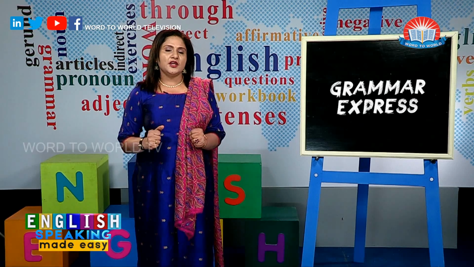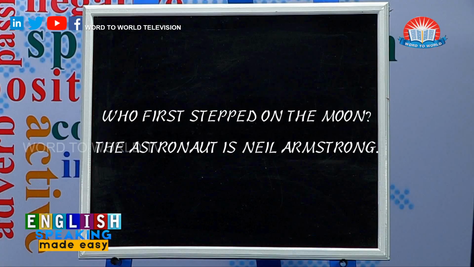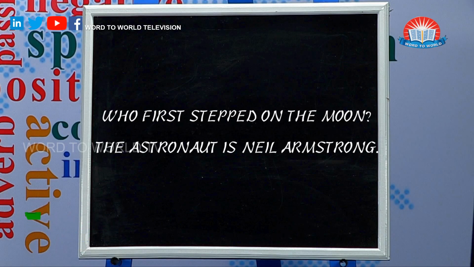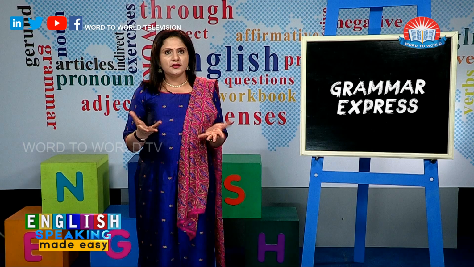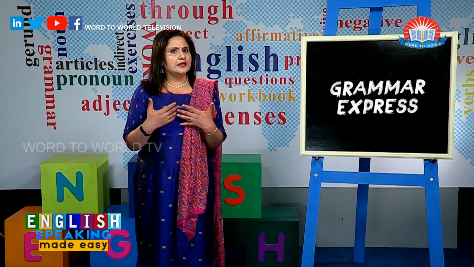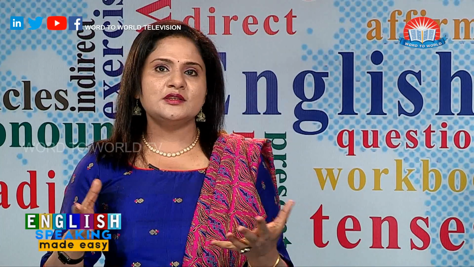Now what happens if we take out who first stepped on the moon? The sentence will be: the astronaut is Neil Armstrong. Is the sentence wrong grammatically? The sentence is perfectly correct. But what happens if you take out that vital bit of information, the astronaut who first stepped on the moon? The sentence misses out on its core element.